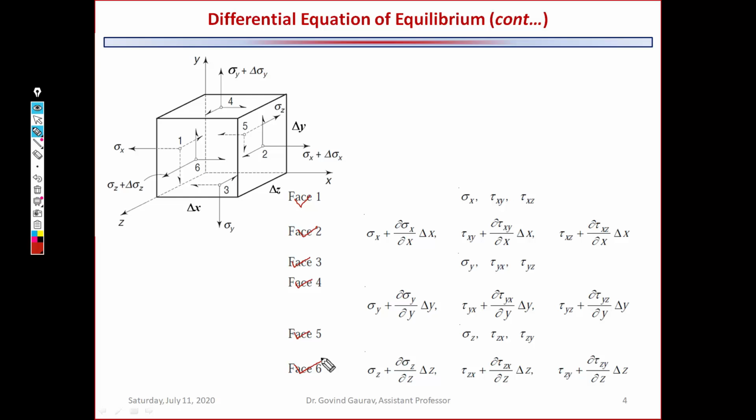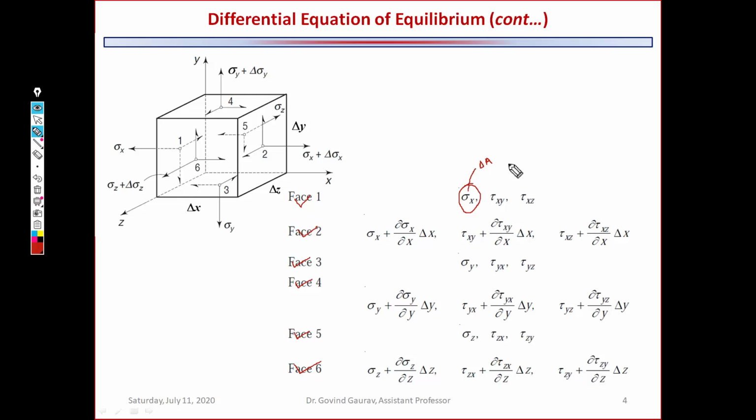If we are interested in calculating the forces, what we need to do? We need to multiply the values of the stresses by the elemental area delta A. Then we can get the values of the force that is acting, and further we can write the equations of equilibrium in three different directions: the x direction, y direction and z direction.